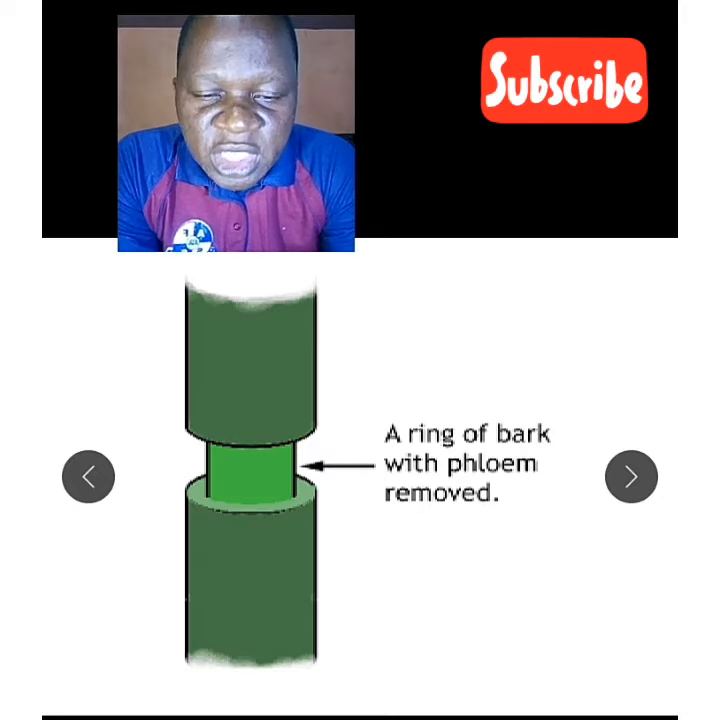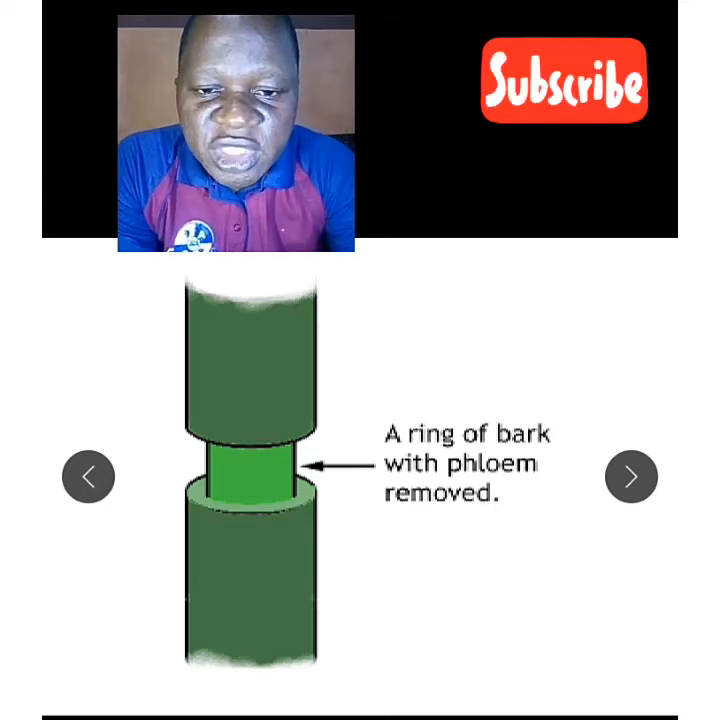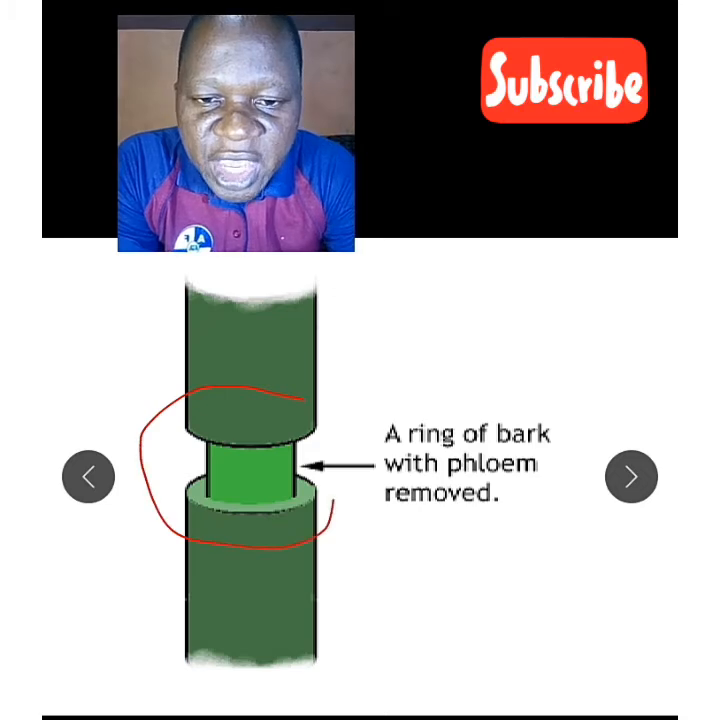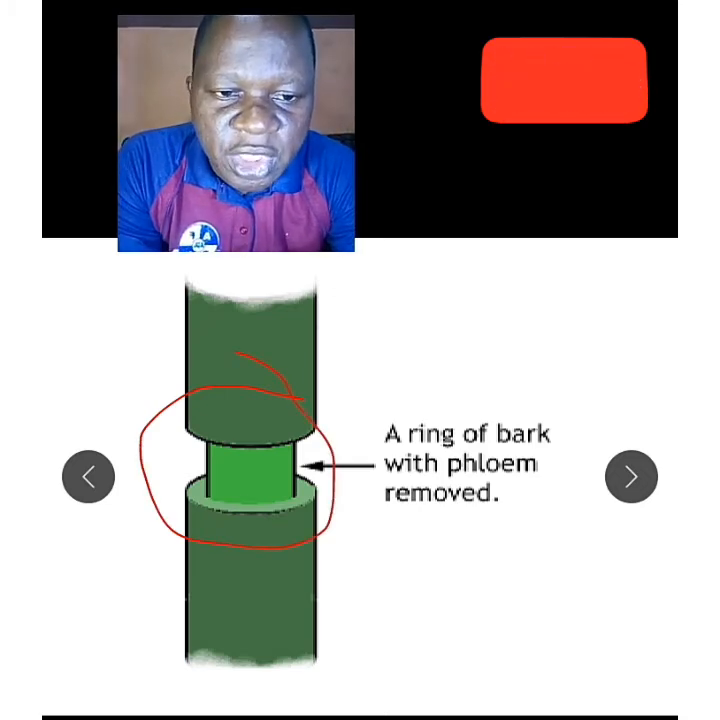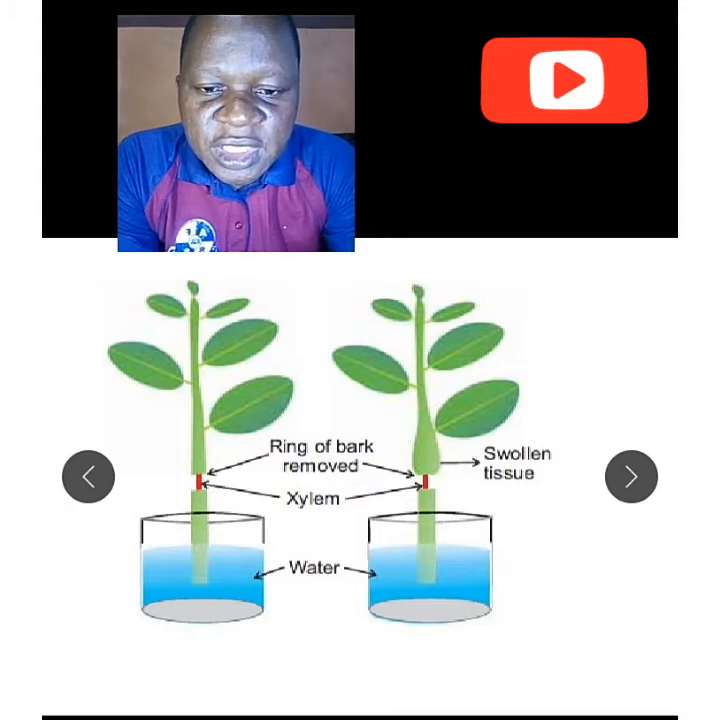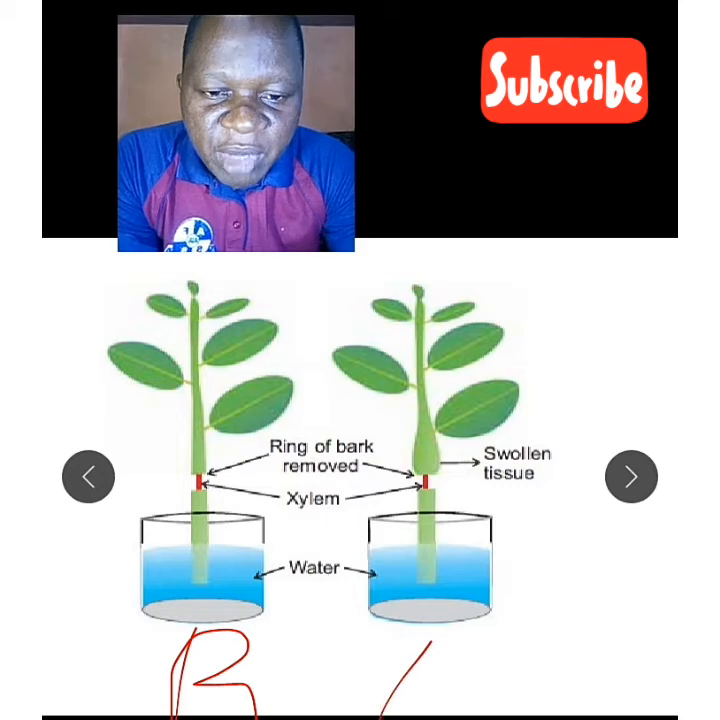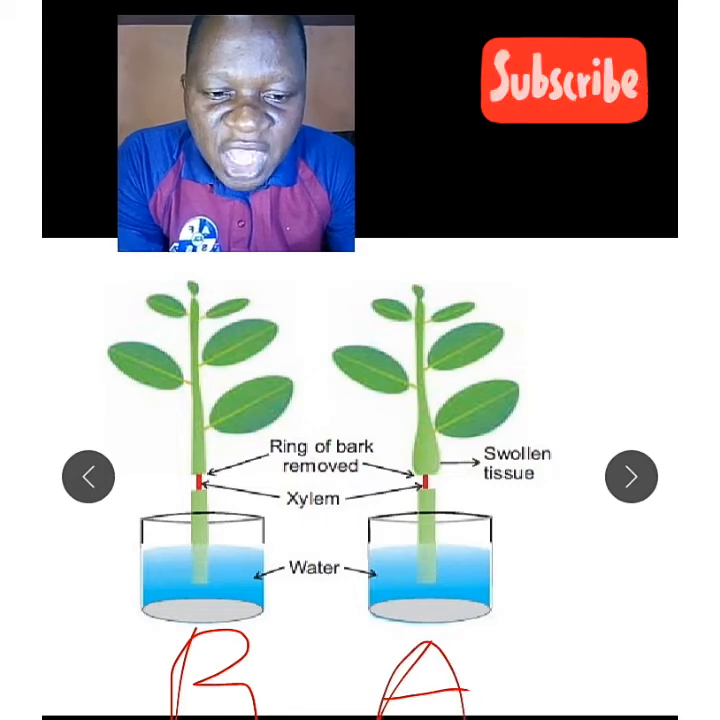When you remove the ring from a plant, this is what you are left with. That means when you remove the bark and the phloem, what you are left with is what you have in this portion. And this is what you have. So this is like plant B, and this is like plant A. What do you observe in plant A?